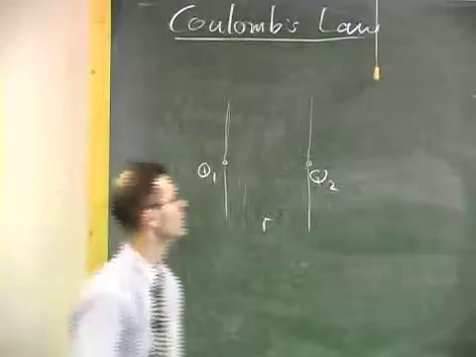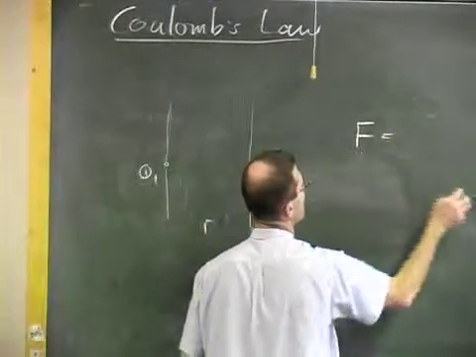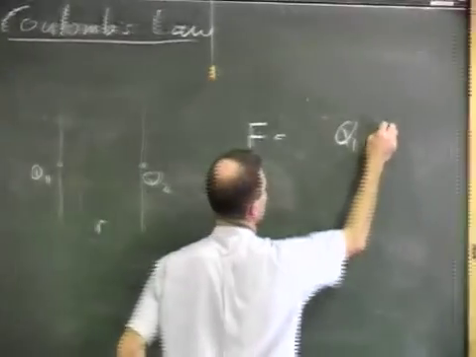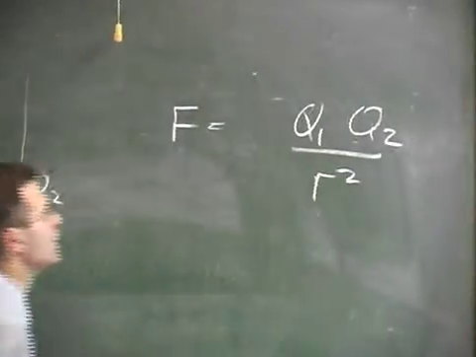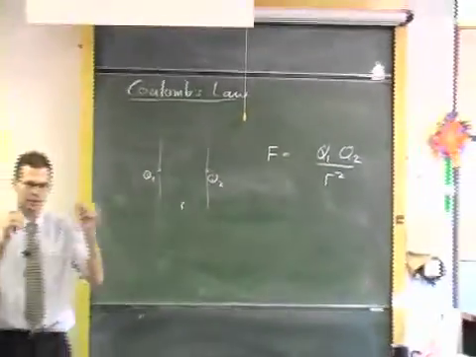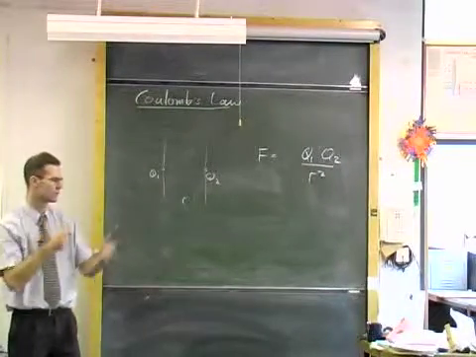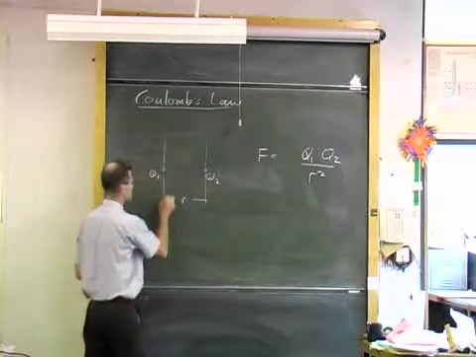So the mutual force between them is a constant times Q1 times Q2, divided by r squared. That's what Coulomb's law actually showed by setting up that experiment, that as you move the 2 further and further apart, you've got an inverse square relationship.